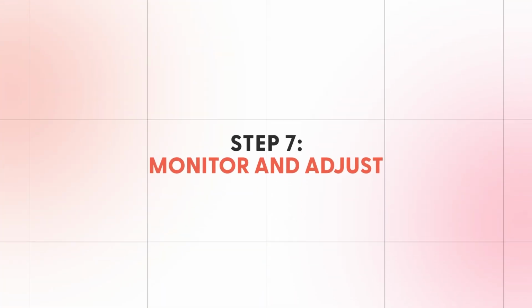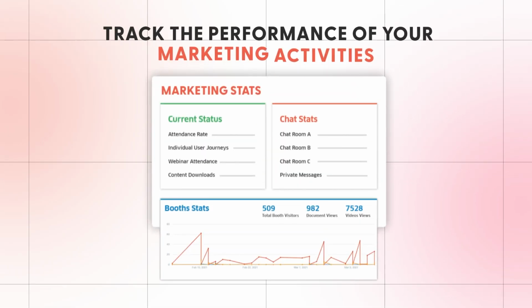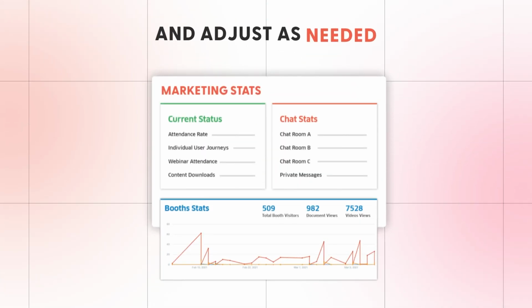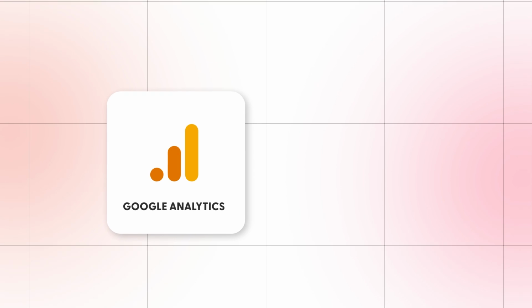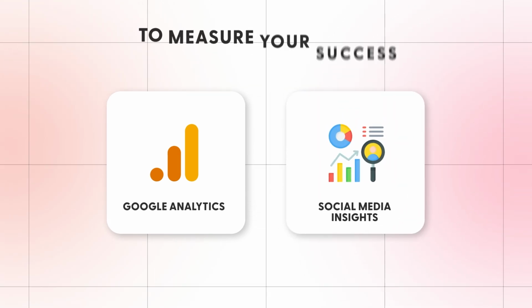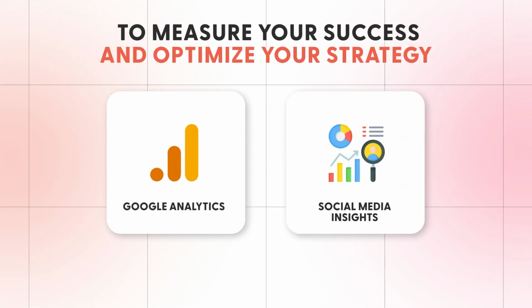Step 7. Monitor and adjust. Track the performance of your marketing activities and adjust as needed. Utilize tools like Google Analytics and social media insights to measure your success and optimize your strategy.